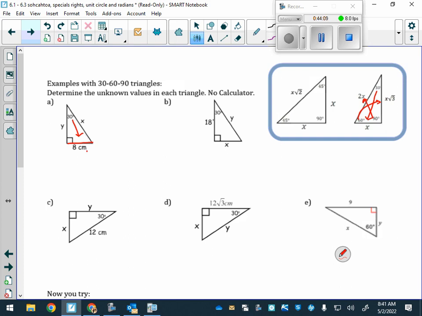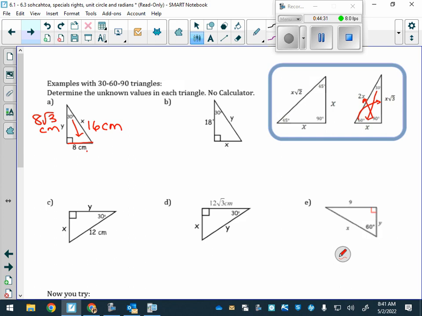So instead of x, what am I going to replace it with? Good. 8 root 3. Excellent. Centimeters. And then across from 90, 16, because it's 2 times your side length. So that's 16. Excellent. Excellent, you guys.